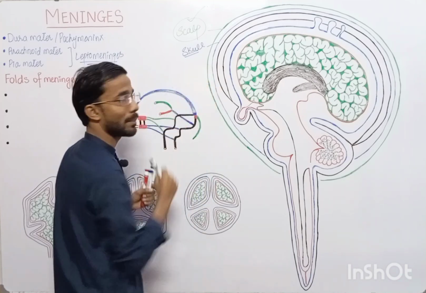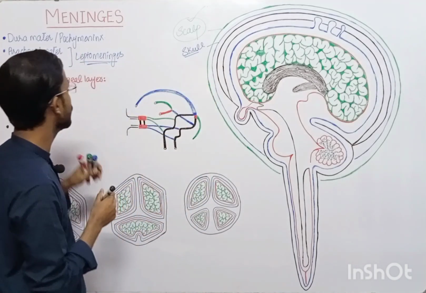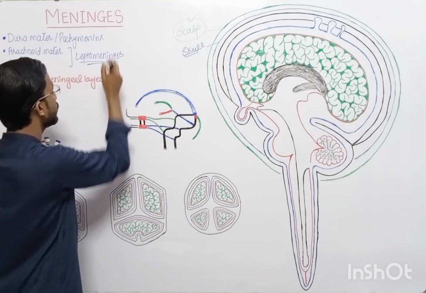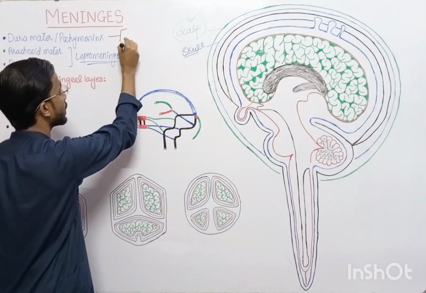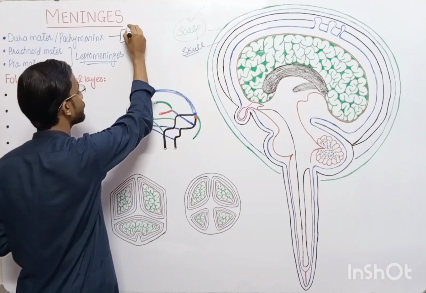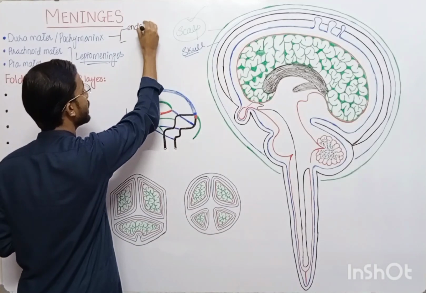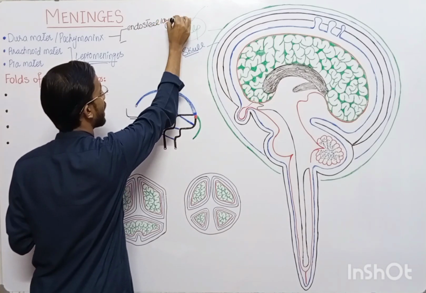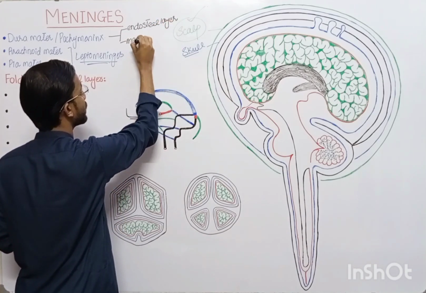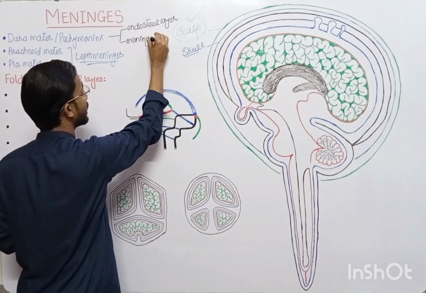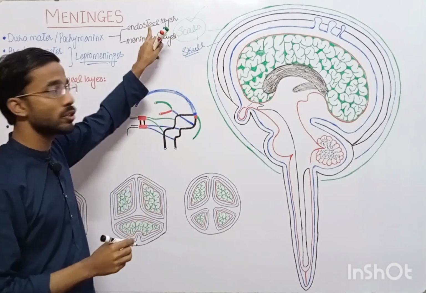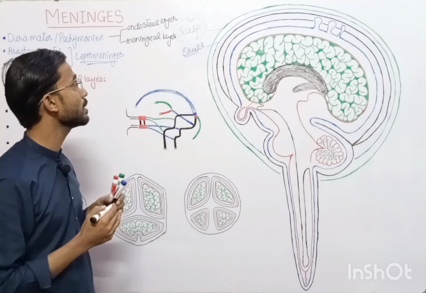First one is the dura mater. Here is the dura mater. Dura mater has two membranes. First one is the endosteal layer, and second one is the meningeal layer. First one is endosteal layer and second one is the meningeal layer.